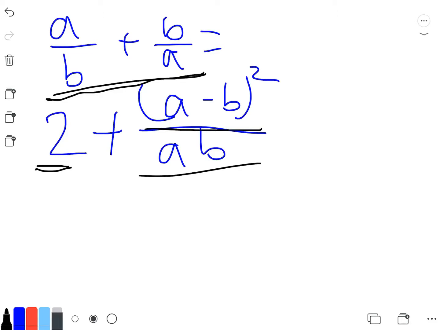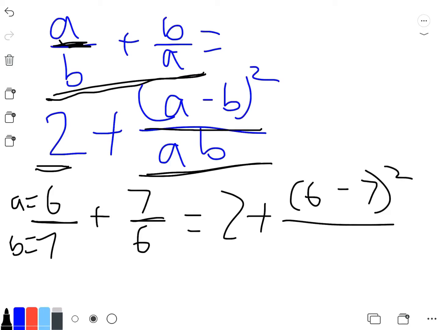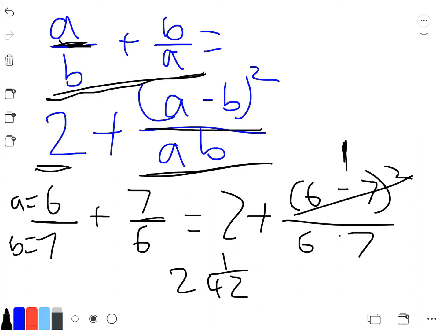Let's say 6 by 7 plus 7 by 6. So we're going to add the 2, and we're first going to label a and b. So we know 6 is a and 7 is b. So we're going to add the 2 to 6 minus 7 whole square by 6 times 7. Now 6 minus 7 whole square is just 1, since 6 minus 7 is negative 1. And 6 times 7 is 42, so we have 2 and 1 by 42.